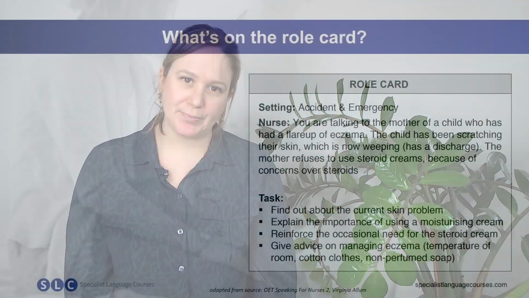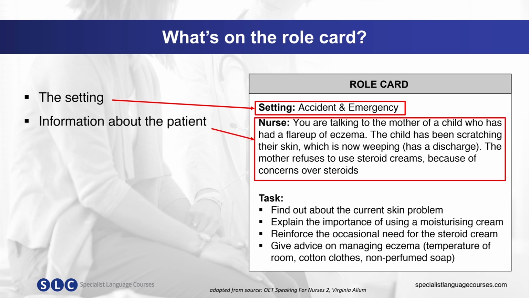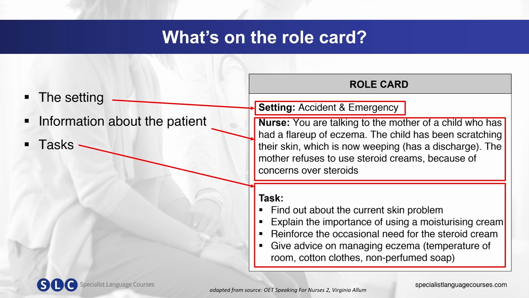So what's on the role card? Well, on the role card, there are several pieces of information. The setting, for example, a hospital ward, a little information about the patient and the current situation, and then what you have to do during the role play in the form of tasks to complete. Common tasks are find out, reassure, explain, suggest, but there are many different types of tasks that you could be asked to do.